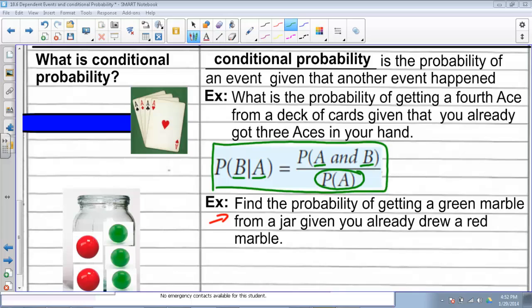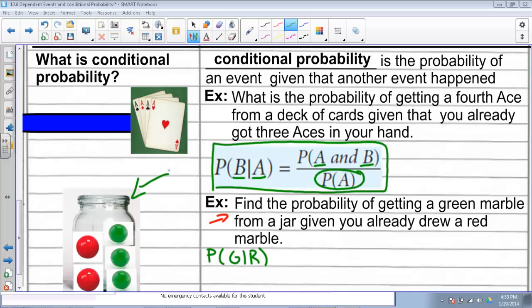And sometimes it's better just to think through some of these problems on your own. For instance, let's just look at this marble problem right here. Let's use this equation, and then let's try to think through it to see if it's just a little bit easier. So it says, find the probability of getting a green marble from a jar, given you already drew a red. So we want to find the probability that we get a green, given we already got a red marble from this jar right here.